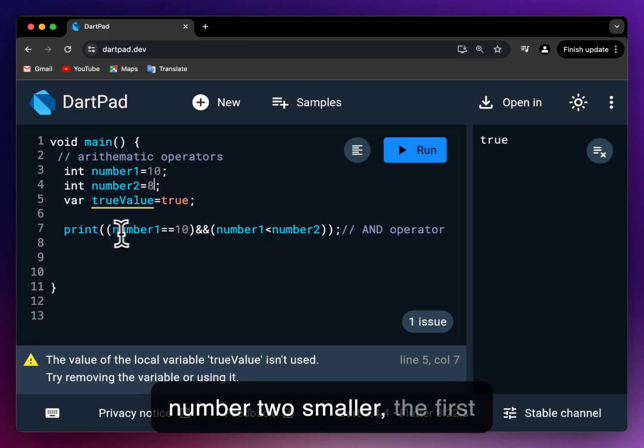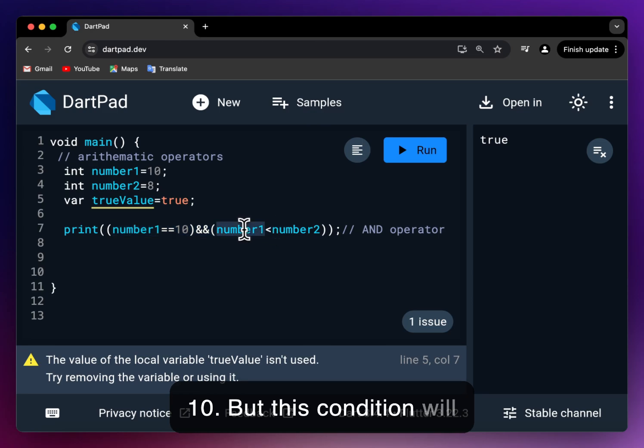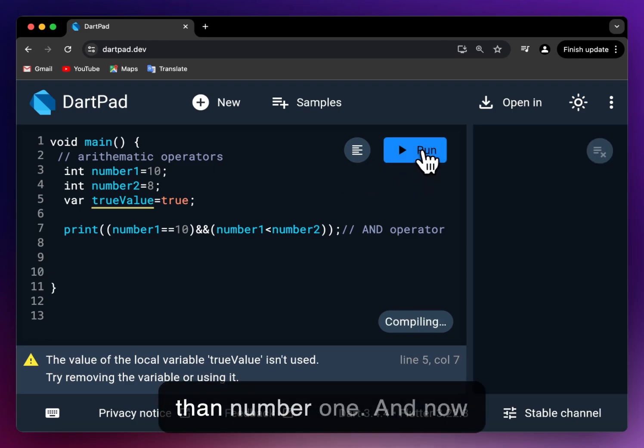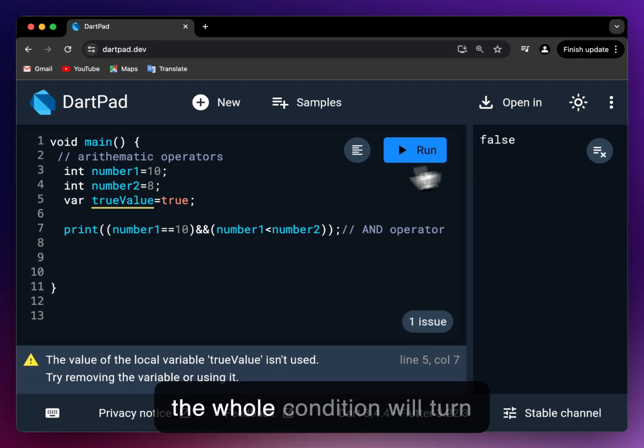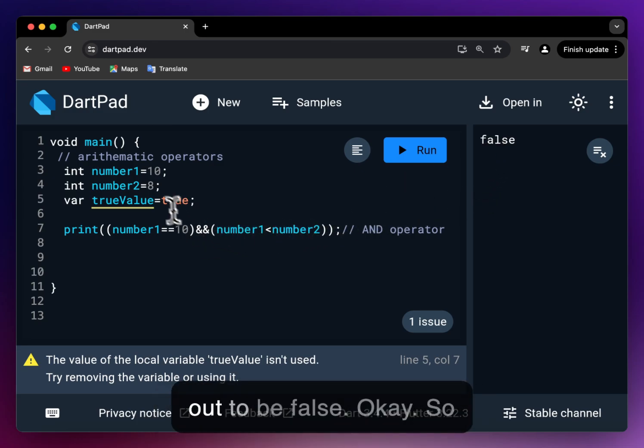So for example, let's say what happens if I make number 2 smaller. If I make number 2 smaller, the first condition will still be fulfilled because number 1 stays 10, but this condition will become false because number 2 is now smaller than number 1, and now the whole condition will turn out to be false.